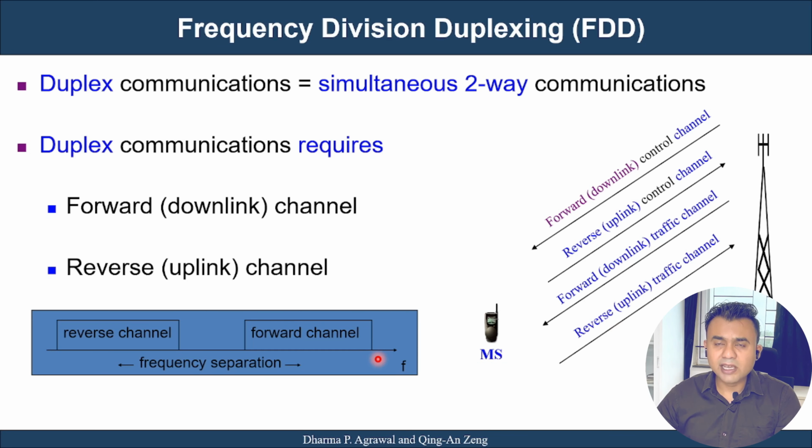Generally, what we have done previously is provide frequency division duplexing by separating the uplink and downlink, or forward and reverse channels. In this figure, this is a frequency scale. I can allocate a certain range of frequencies for the reverse channel, which is the uplink channel, and a certain range of frequencies for the forward channel, which is the downlink channel. The same thing is reflected here. You can see that this particular channel is for the downlink and this particular channel is for the uplink channel. This was the basic idea of frequency division duplexing.